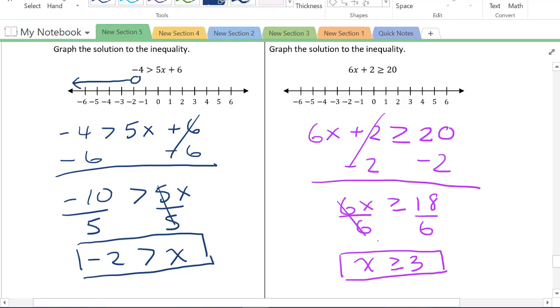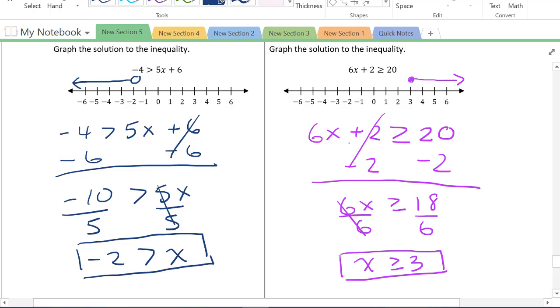Since this inequality has the line underneath, this is a closed circle. It's inclusive. So at 3, we're going to have a closed circle. And the inequality is eating the x, so that means x will be bigger. So I have to shade right, where the number is bigger. Everything to the right side.